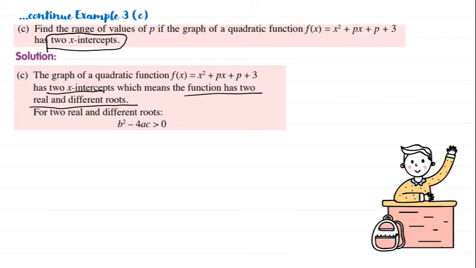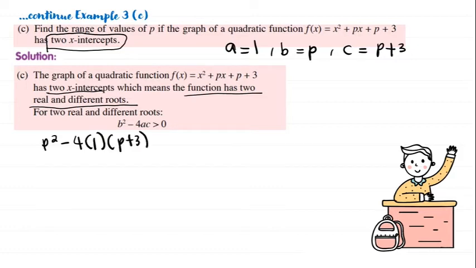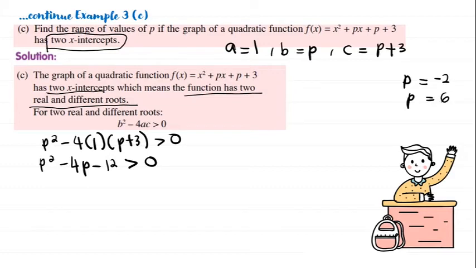Okay, so as usual, determine the value of a is equal to 1, b is equal to p, and c is equal to p plus 3. Okay, so substitute into the discriminant here. So b squared means p squared minus 4 times a times 1, c is p plus 3, more than 0. So p squared minus 4p minus 12 more than 0. So to solve this, you can use the calculator. The calculator will give two values, which is p is equal to negative 2 and p is equal to 6.